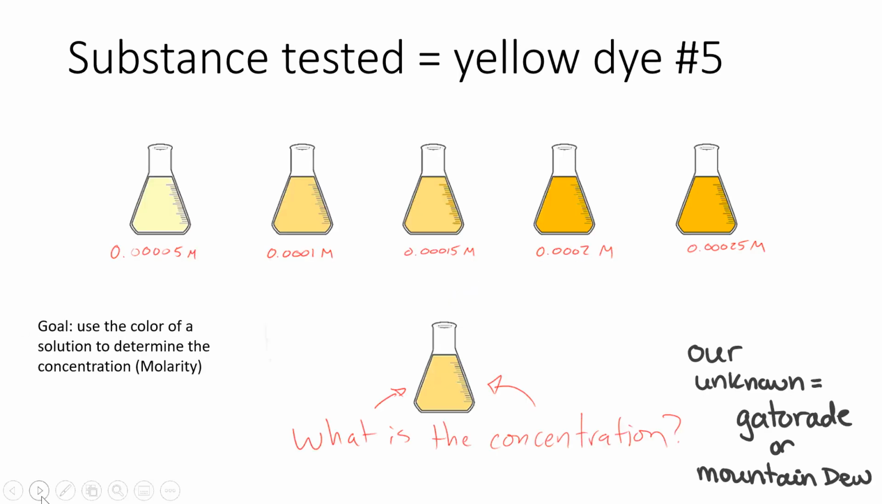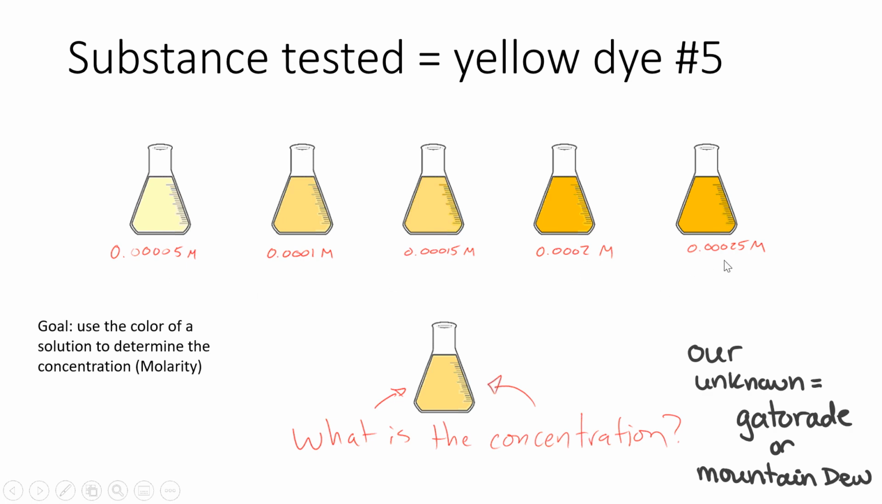So in this lab, what we're doing is we're looking at the substance yellow dye number 5. That was the thing we were analyzing. And the idea behind spectrophotometry in general is that we can use the color of the solution to determine the concentration of a solution. And in order for that to work, we need to have some solutions of known concentration. So in this picture, we can see we've got solutions with known concentrations. And then notice how they're different shades.